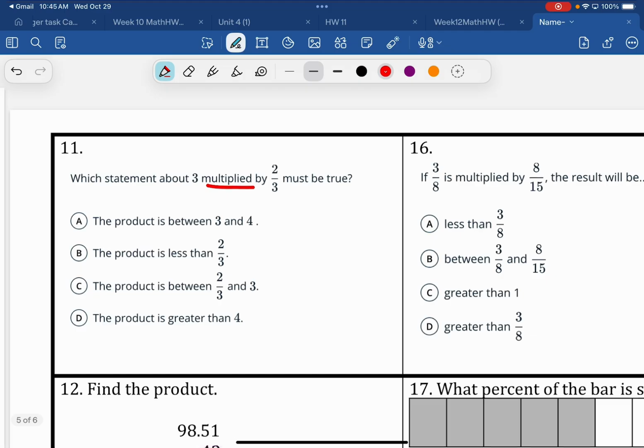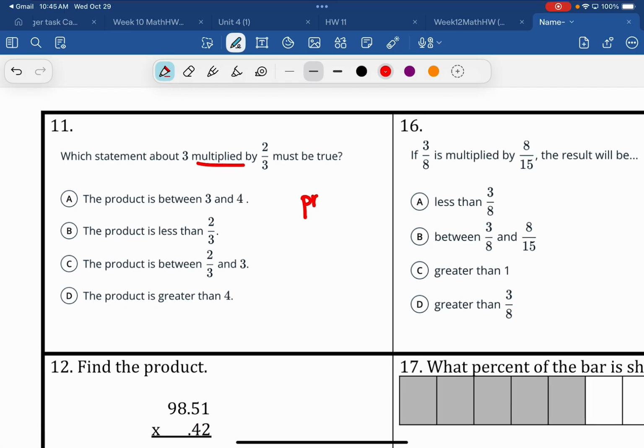Remember, proper means it's a little number on top and it's going to go down. If it's improper, it means it's a big number on top and you're going to go up. It's going to get bigger because improper means it's more than one.